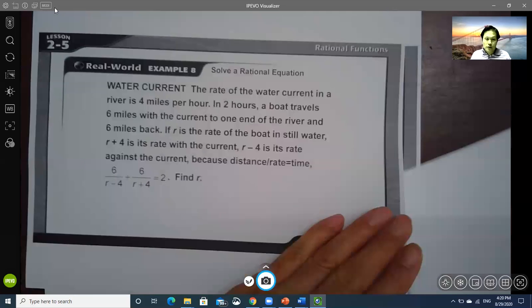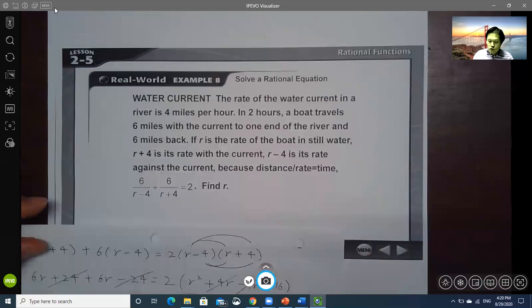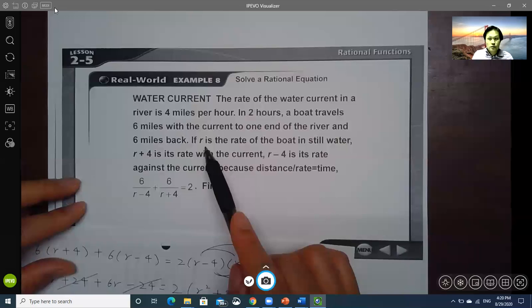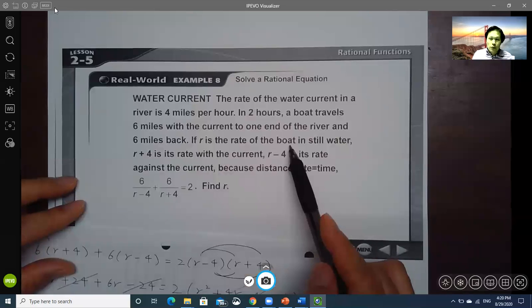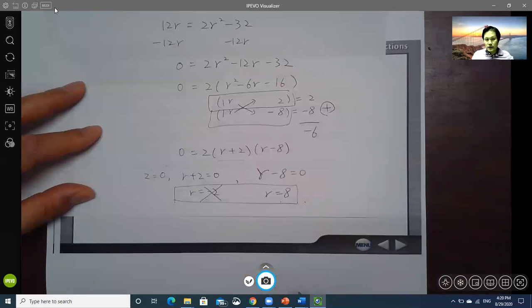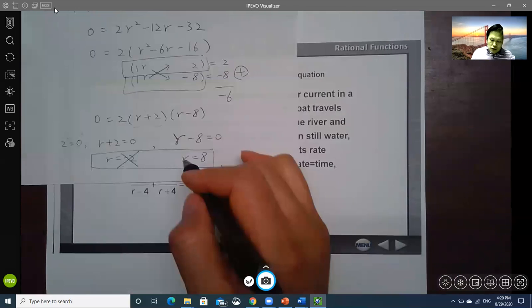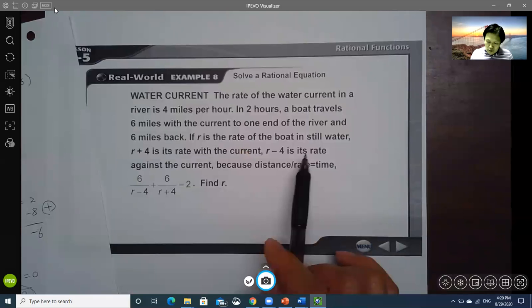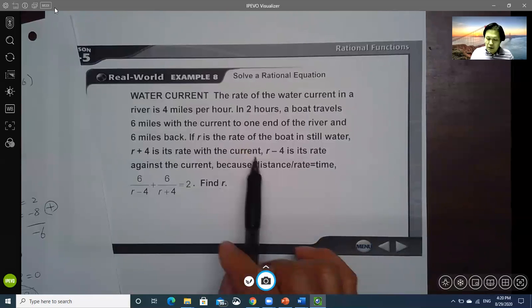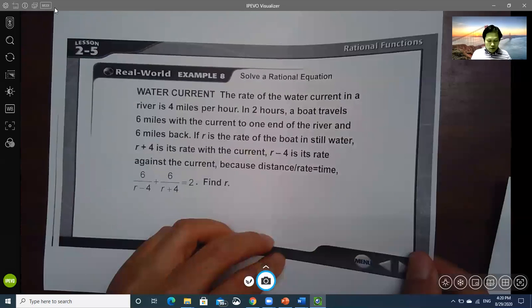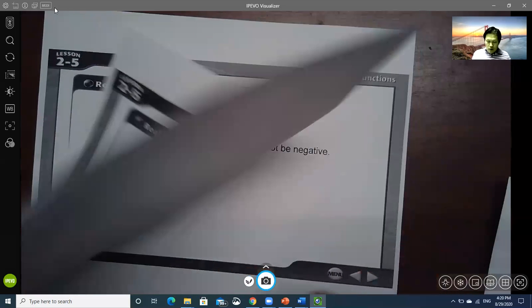this is a word problem. You do need to know what r indicates. r is the rate of the boat. Rate of the boat cannot be negative. That's the reason you have to dump this minus 2, because this is an application problem. So r equal to 8, 8 what? 8 miles per hour will be your final answer. Yep.